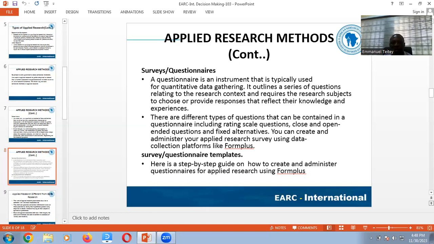You can create and administer an applied research survey using a data collection platform like FormPlus. Survey and questionnaire template. Here is a step-by-step guide on how to create and administer questionnaires for applied research using FormPlus.